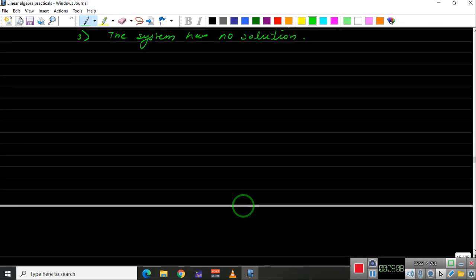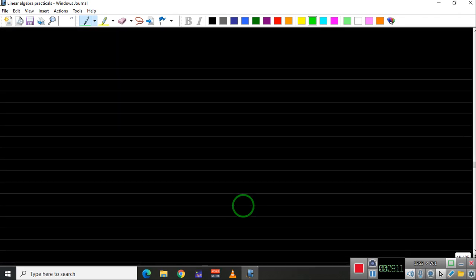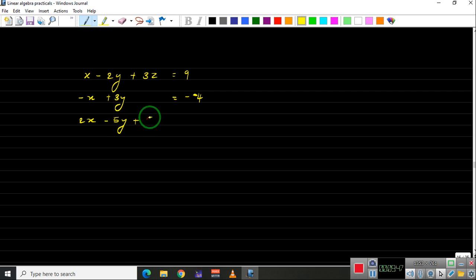Now, if you want to solve a system, let me first put a system of three equations with three unknowns. x minus 2y plus 3z equals 9, minus x plus 3y equals minus 4, and 2x minus 5y plus 5z equals 17. Suppose we have this system of three equations with three unknowns, and you need to find the solution of this.